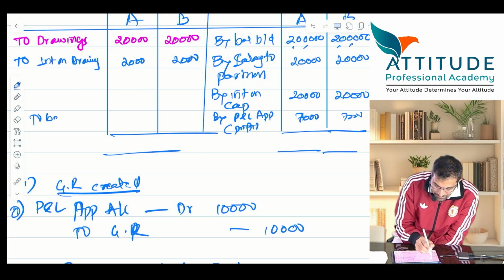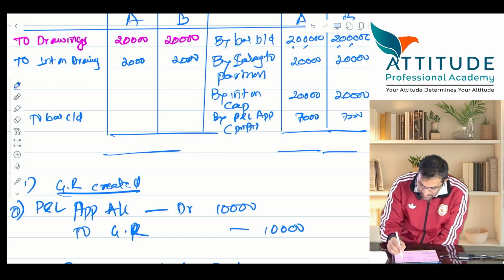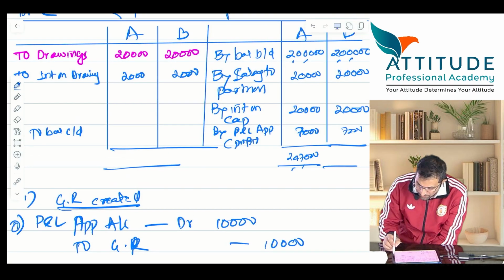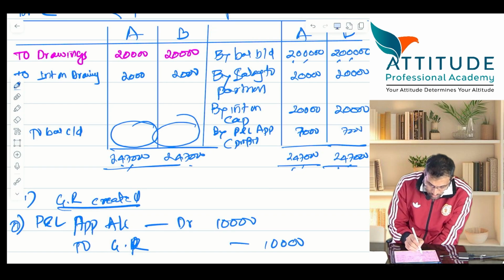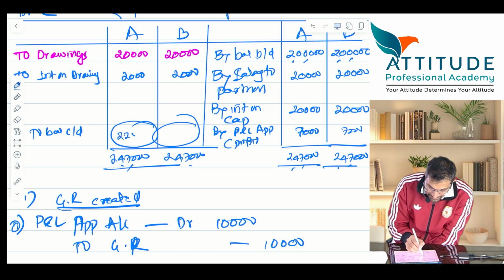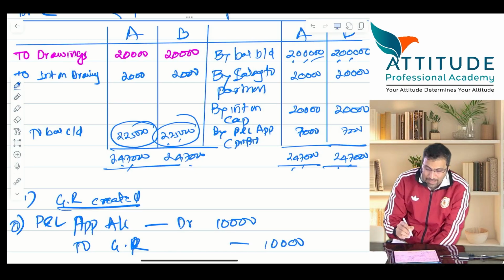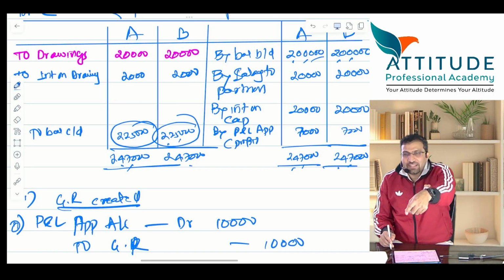To balance carried down. ये देखो 2 lakh 47,000 ना? 2 lakh 47,000. Balancing figure कितना है देखो? 2 lakh 47,000. What is the balancing figure? 2 lakh 25,000. It means that from 2 lakhs the capital has increased to 2 lakh 25,000.